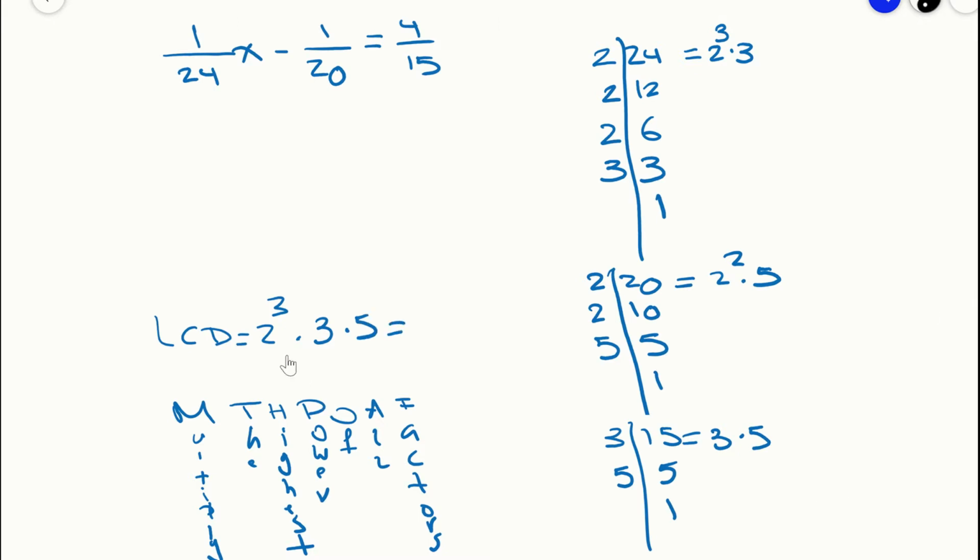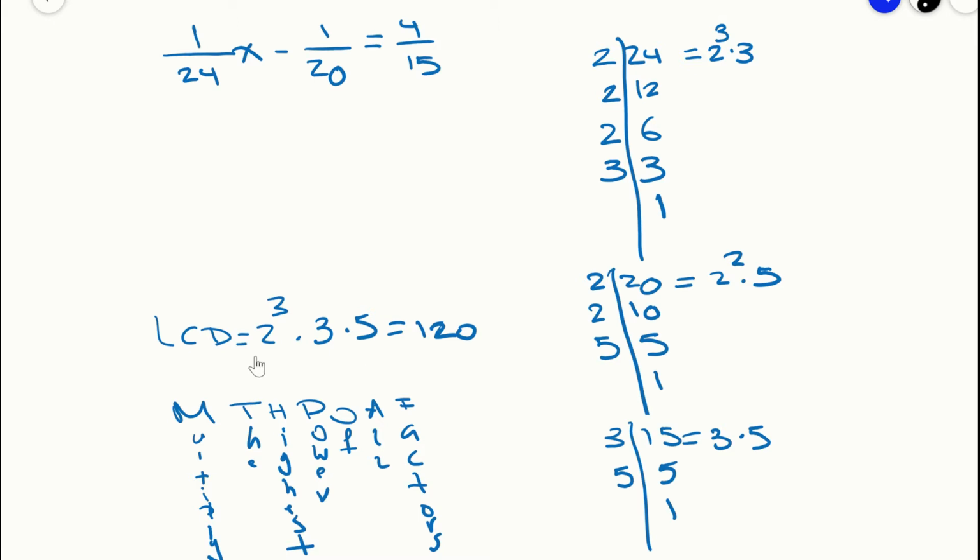All right, then we multiply that. So notice that's 8 times 5 is 40 times 3 is 120. All right, so now we have the least common denominator as 120. So we can see that, for example, 24 will go into 120. 24 is this much of it, right? 5 times.